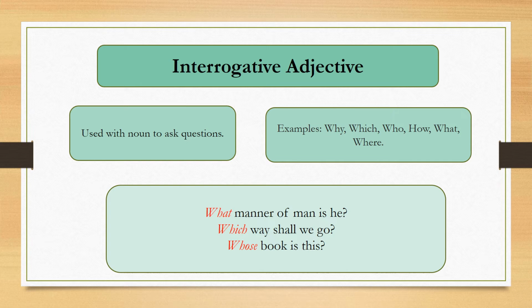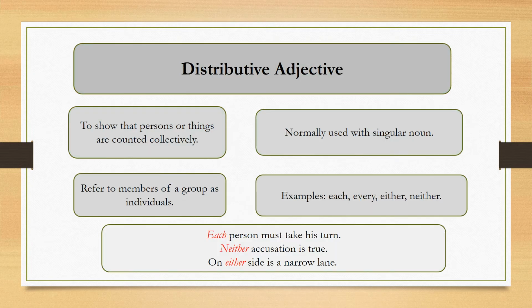Now, after this, you will come across the next type, and that is distributive adjective. The word distributive shows that to give something, to show that persons or things are counted individually. Normally, we use it with a singular noun, and it refers to members of a group as individuals. For example, each, every, other, neither. These are all examples of distributive adjective.